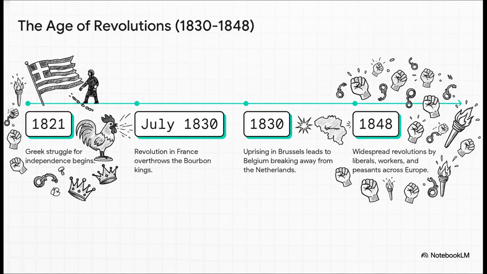It all starts with the Greek War of Independence in 1821. Then, in 1830, a revolution in France overthrows the king. This sets off a chain reaction. Remember that famous quote by Metternich? When France sneezes, the rest of Europe catches cold. And he was right. The French Revolution inspired an uprising in Brussels, which led to Belgium breaking away and becoming independent. All of this built up to 1848, a year when revolutions erupted almost everywhere in Europe.